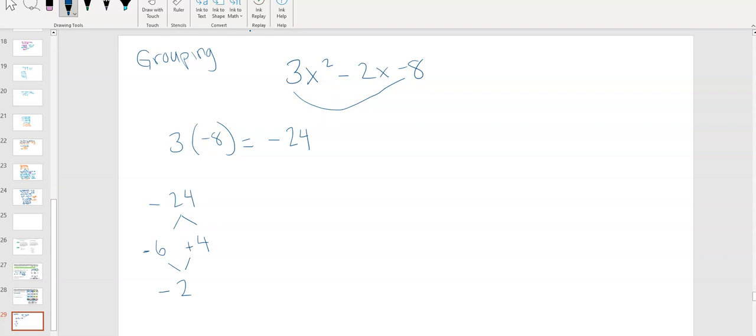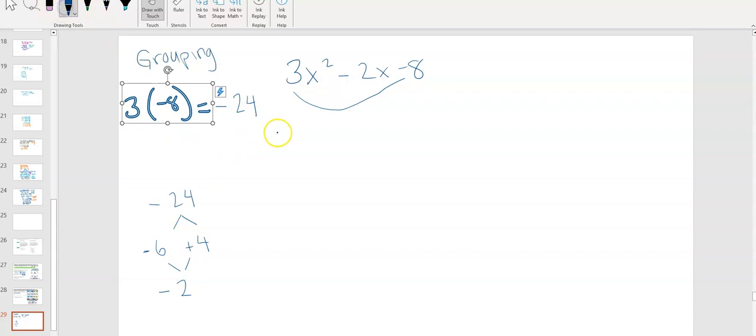So now my next step, now that I've found those, is I'm going to factor out that center piece. So I'm still keeping my A the same and my C the same, but my B is now going to become minus 6x plus 4x.